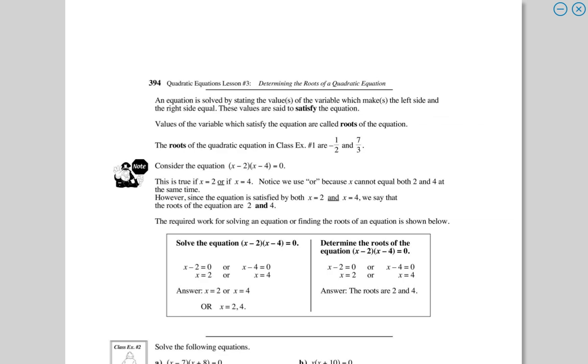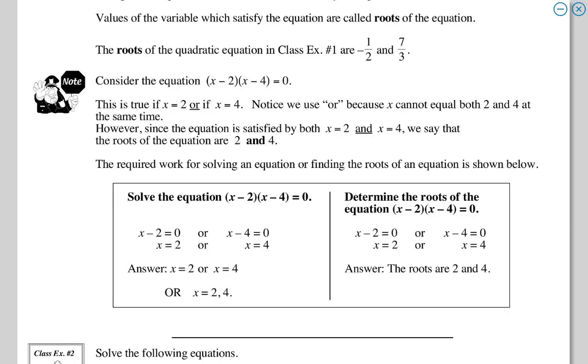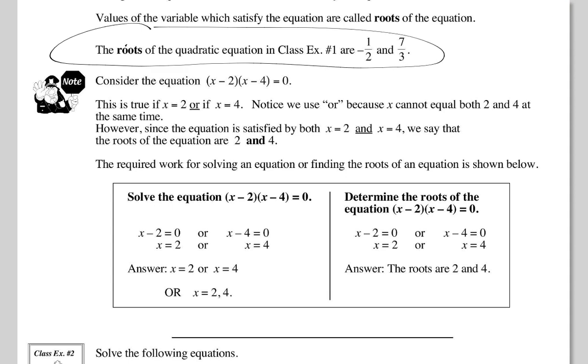Okay, let's keep going. Alright, so right here, this is what I just said. The roots is another word for the zeros, which is another word for the x-intercepts.